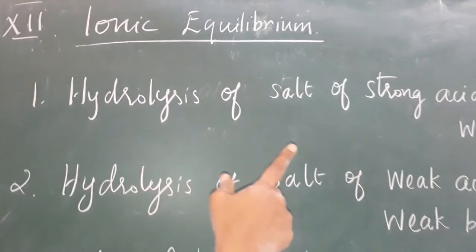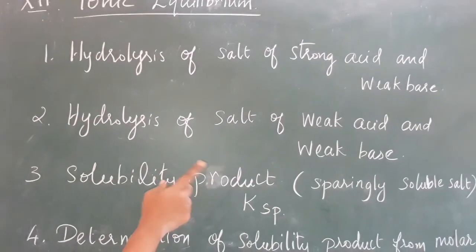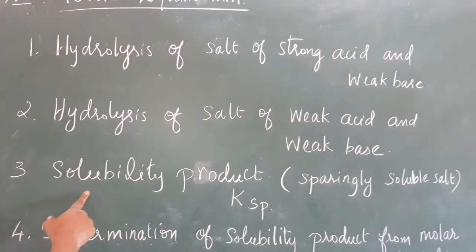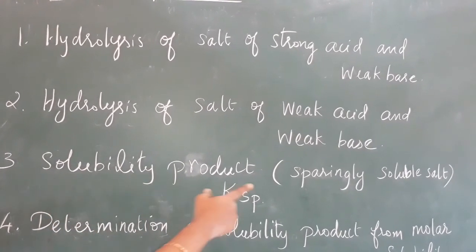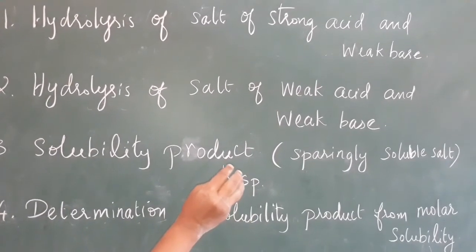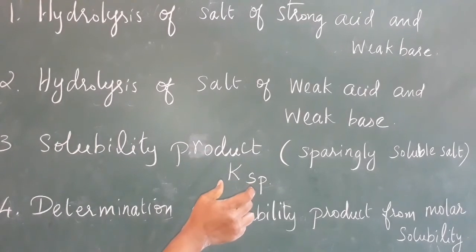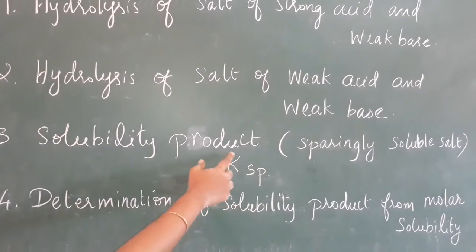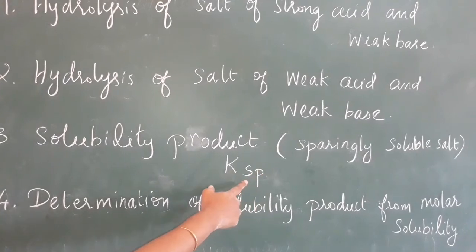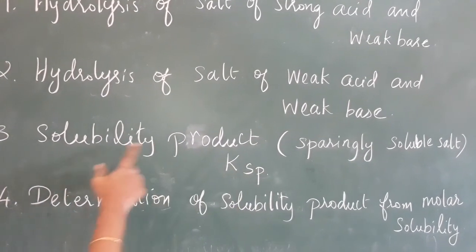Hydrolysis of salt of strong acid and weak base, hydrolysis of salt of weak acid and weak base, and solubility product. This solubility product is especially for sparingly soluble salts. A sparingly soluble salt means that it is only partially dissolved in water, so that it exists in equilibrium. For equilibrium, we have one constant, that is K. For a sparingly soluble salt it is Ksp. So this constant, Ksp, is called the solubility product.